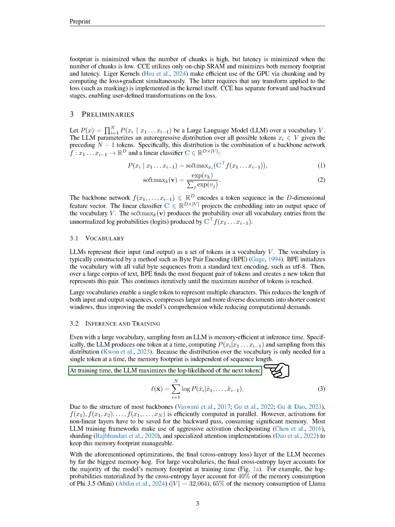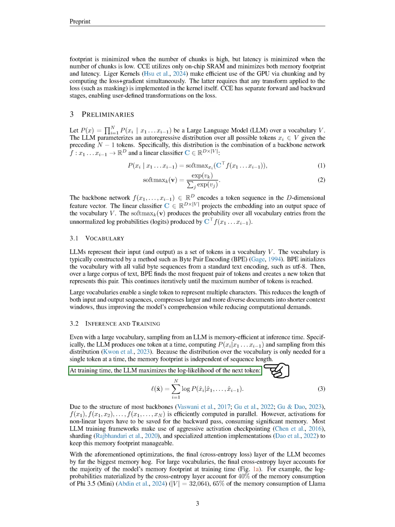During training, the LLM aims to maximize the likelihood of predicting the next token. The model can efficiently compute the necessary functions in parallel, but we need to save activations from nonlinear layers for later use, which can consume a lot of memory. To manage this, most training frameworks use techniques like activation checkpointing and specialized attention methods.